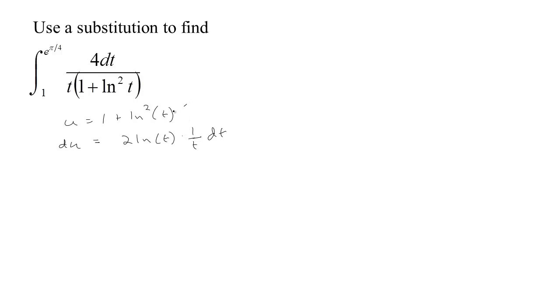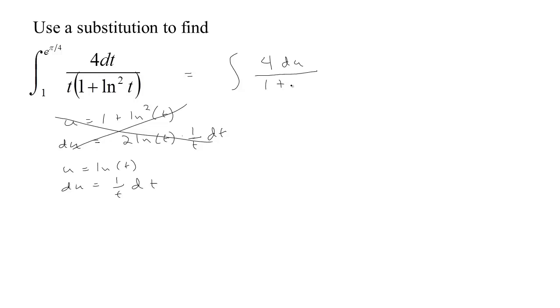this is a little bit messy because of the ln t. So rather than do that, I'm just going to try letting u be ln t. That way du is 1 over t dt. And so we'll end up with something that looks like it's going to be an arctan, because we're going to end up with 1 over 1 plus u squared. Good. So in our substitution here, the dt over t just becomes du, so we have 4 du, and then 1 plus ln squared would be u squared.